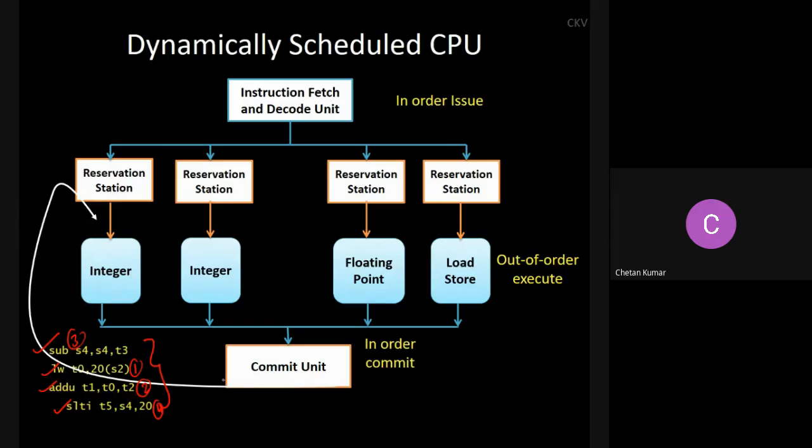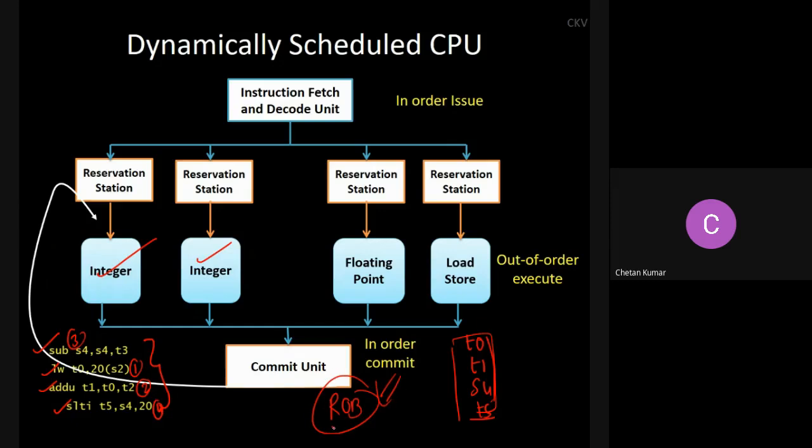When you actually write, you don't write in this order. You have to maintain the right order. You first write into the T0 register, then the T1 register, then the S4 register, and then the T5 register. This order of writing has to be maintained. Both add and SLTI execute in parallel because there are two different functional units available. The writing order maintenance will be done by something called the ROB, the reorder buffer, which is out of scope of this discussion.